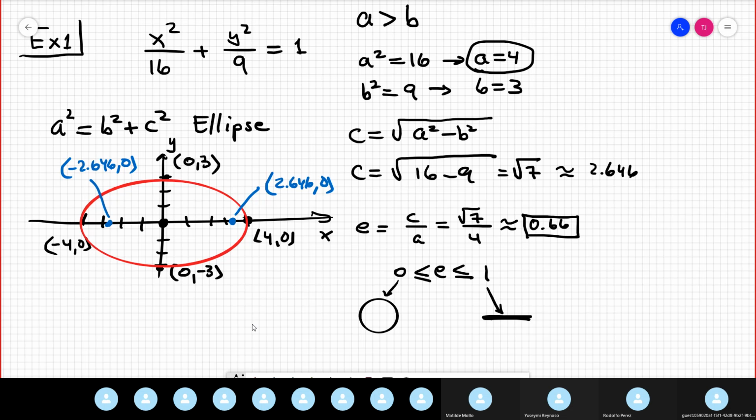Any questions? Clear or confusing? Super. It's clear. Bueno. Let's move on to the whiteboard.